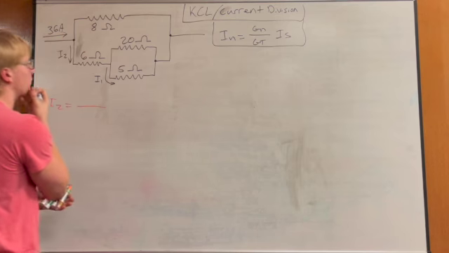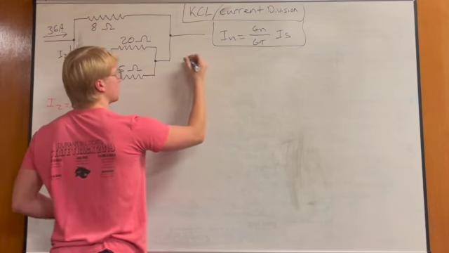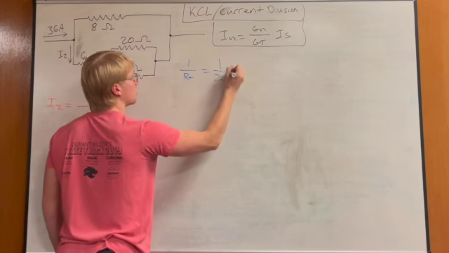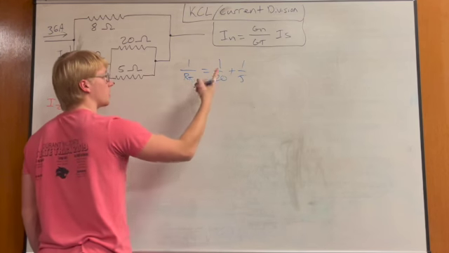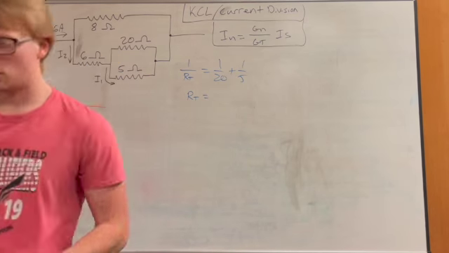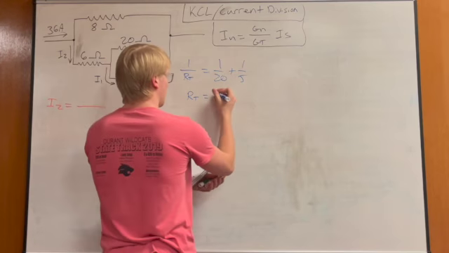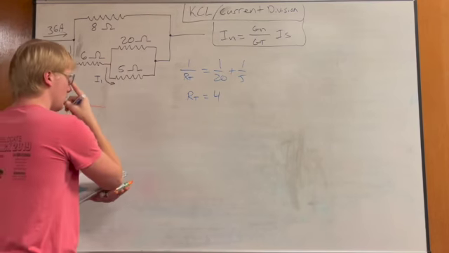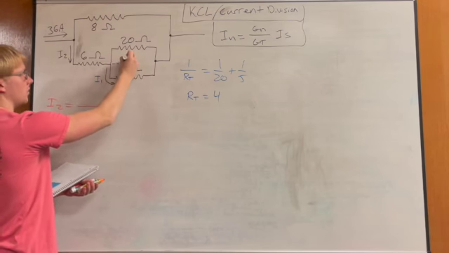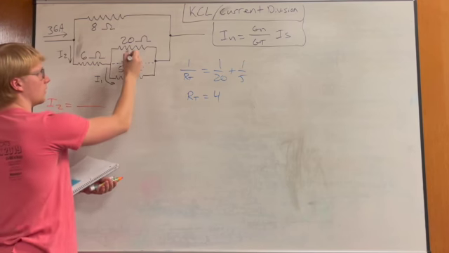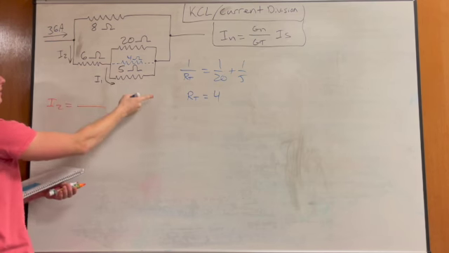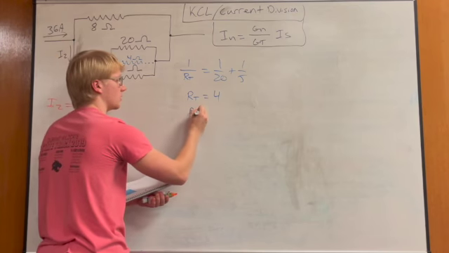So first of all, we're going to combine these 3 resistors. The total resistance of these 2 is going to be 1 over 20 plus 1 over 5, the reciprocal of that, which is 4. When you do that math, you're going to get 4. And that's the resistance of this. If this was here, that would be 4 ohms right there. If those 2 were combined, we would just add that to 6 to get the total resistance.